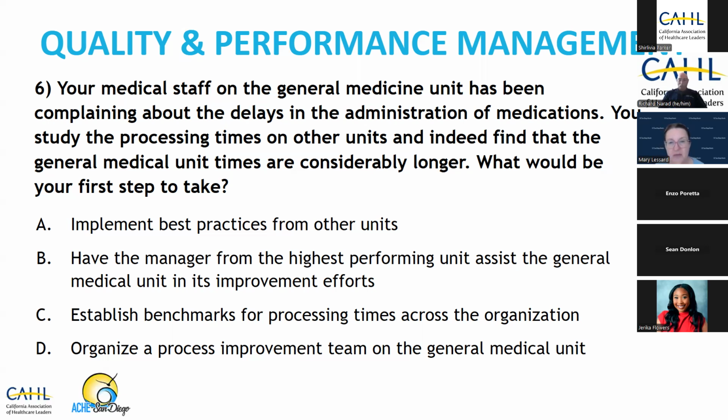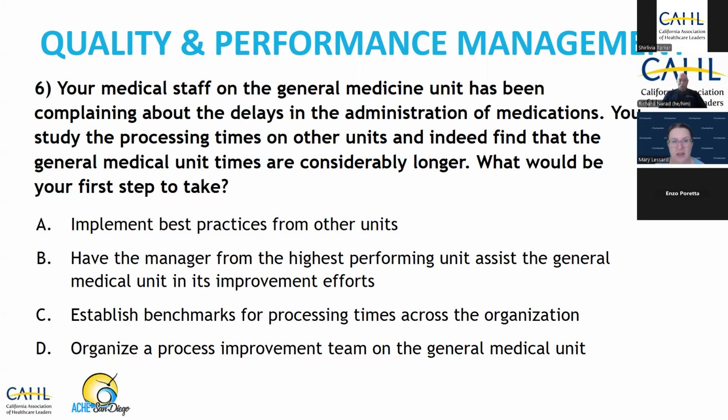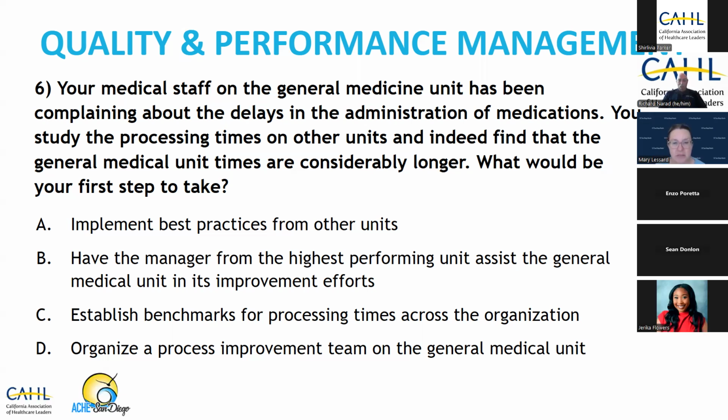A, implement best practices from other units. B, have the manager from the highest performing unit assist the general medical unit in its improvement efforts. C, establish benchmarks for processing times across the organization. Or D, organize a process improvement team on the general medical unit. So, as I'm looking at these, I think actually all of the answers are possible. So going back to the specific question, first step.